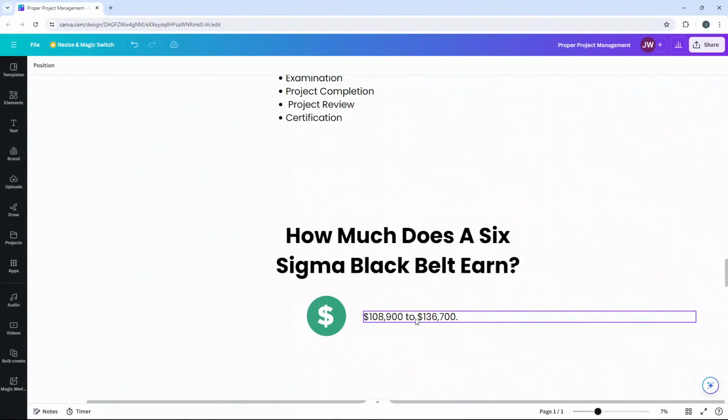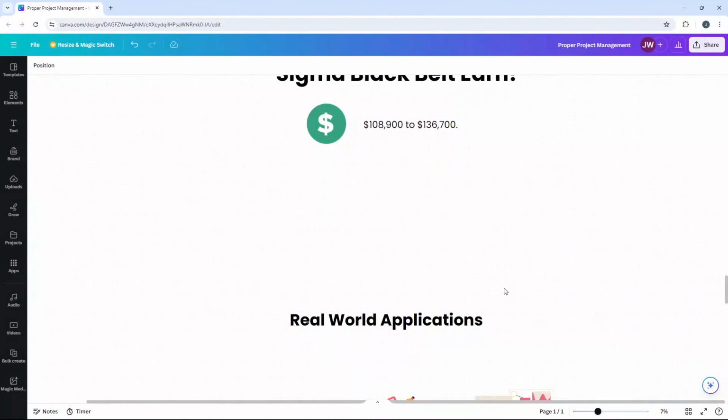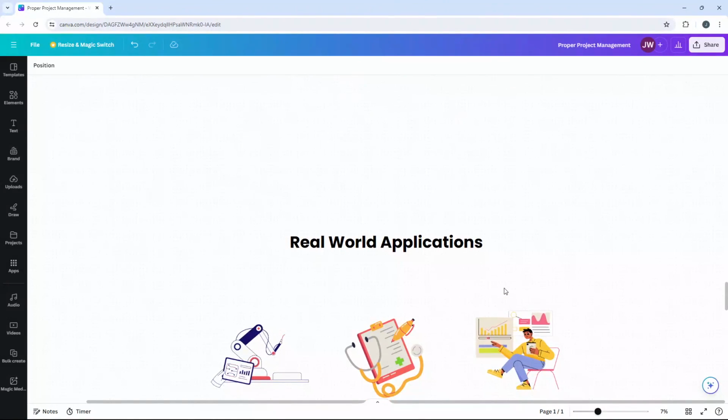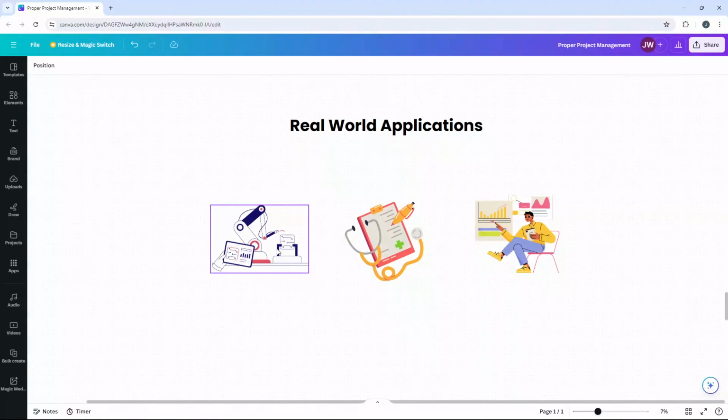So I just want to leave you with some real-world applications of the black belt position. Firstly, in manufacturing. In manufacturing, Six Sigma black belts are instrumental in improving product quality and operational efficiency. For example, a black belt might lead a project to reduce defects in an automotive production line, resulting in fewer recalls, higher customer satisfaction, and substantial cost savings.